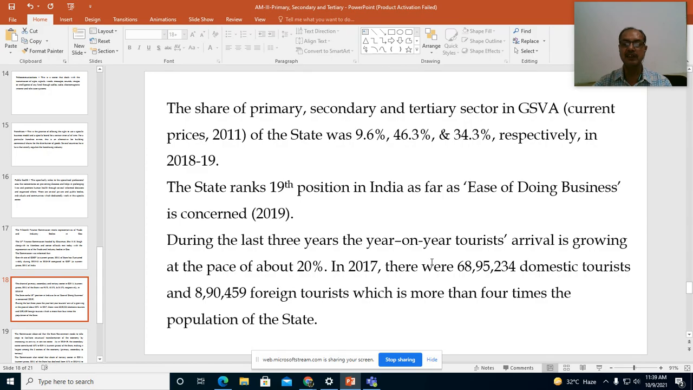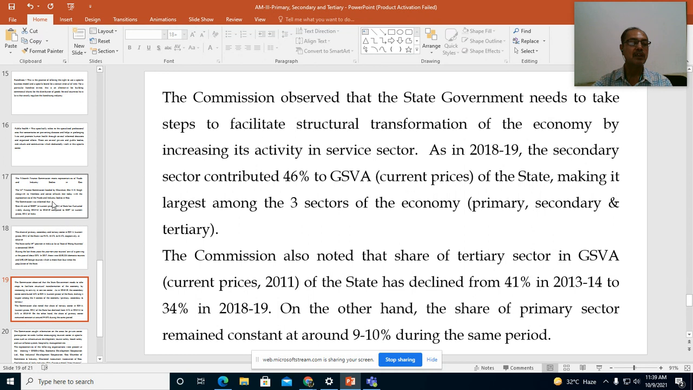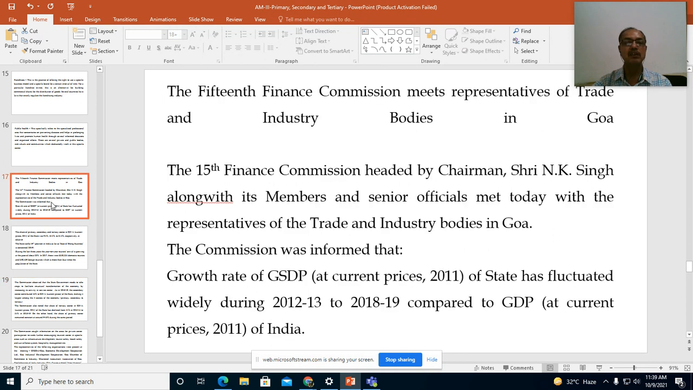During the last 3 years, the year on year tourist arrival has been growing at a pace of about 20%. In 2017, there were 6895234 domestic tourists and 890459 foreign tourists, which is more than 4 times the population of the state. This is talking about the Goa state.